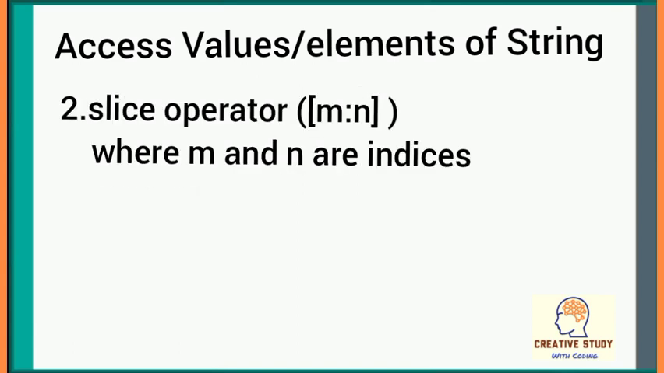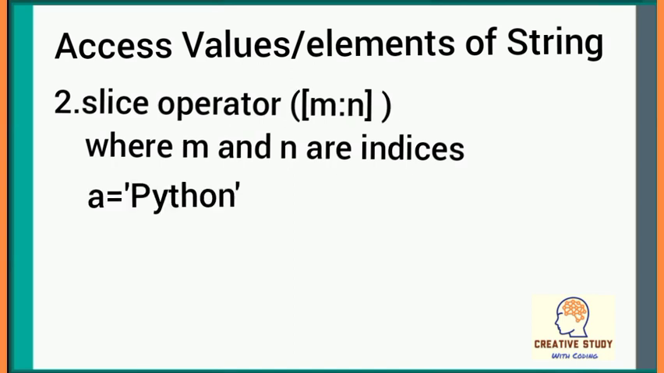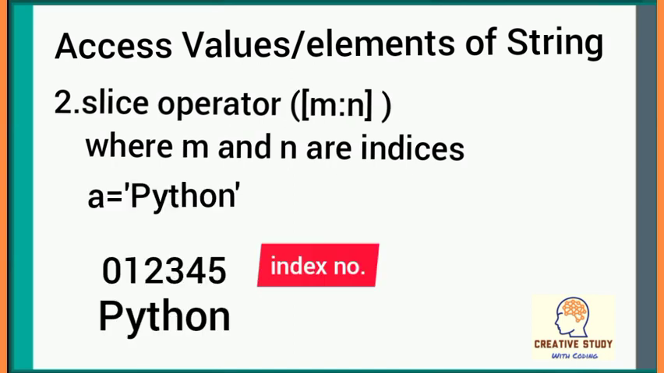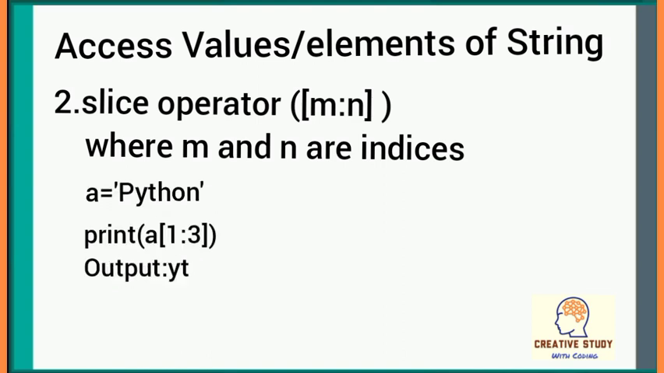And second one is use a slice operator with index number within a square bracket to access the required elements of the string. The slice operator m:n accesses the string, starts with the character at index m and goes up to n minus 1. In this example, Python is a string stored in a variable a, and if I want to access yt, then I will have to write print a[1:3] within a square bracket.